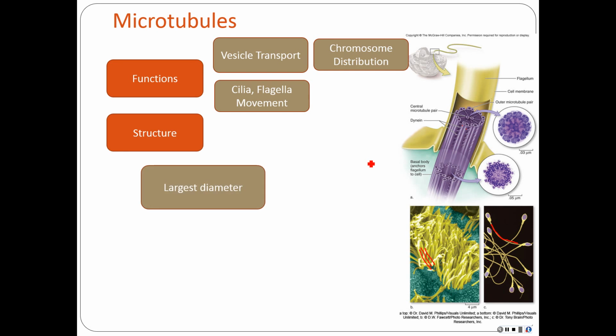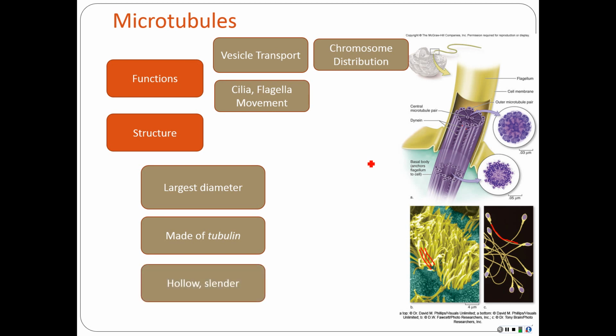Okay. Of the cytoskeletal elements, the microtubules have the greatest diameter, and they also do form a tube, and the protein inside of them is called tubulin. Okay, that's just the name of the protein. They are hollow and kind of slender and elongated. Okay. That is a summary of the microtubules.